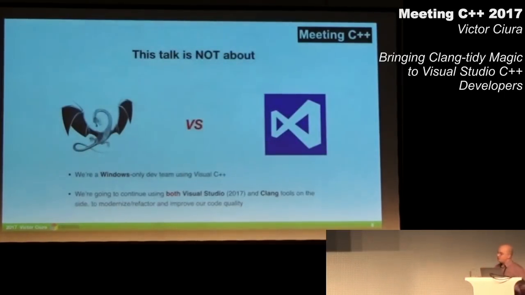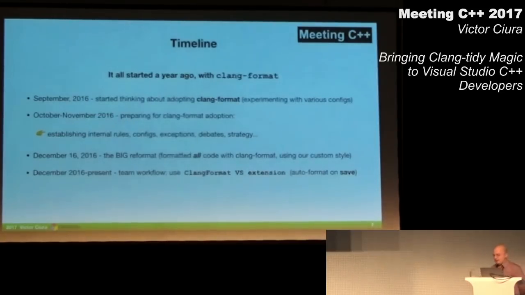A little disclaimer, this talk is not about Clang versus Visual Studio. We're a Windows-only development team, and we're going to continue being that way. So we plan on using both Visual Studio 2017 and Clang tooling on the side to help and improve our coding. This is more like a case study talk about our experience and the tools we developed. So I think it's appropriate to give you a timeline so you can get a feel for the scale and how long this took and how you might adapt this workflow for your team and projects.